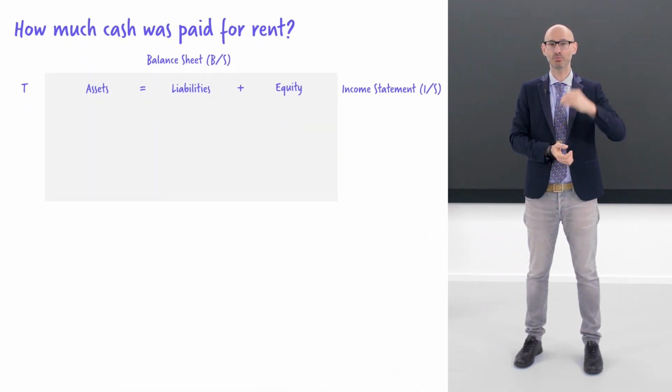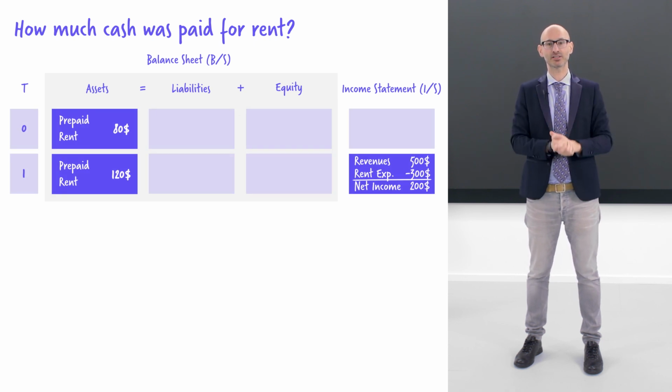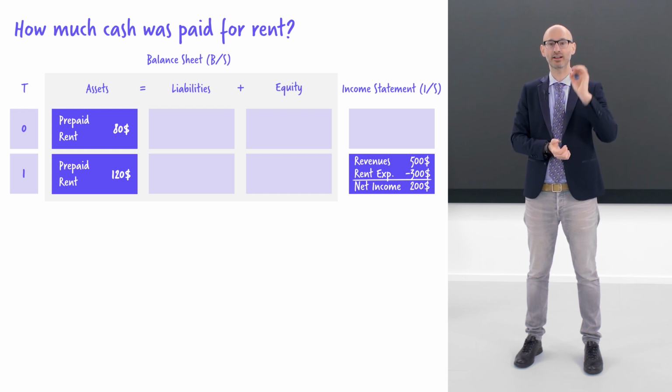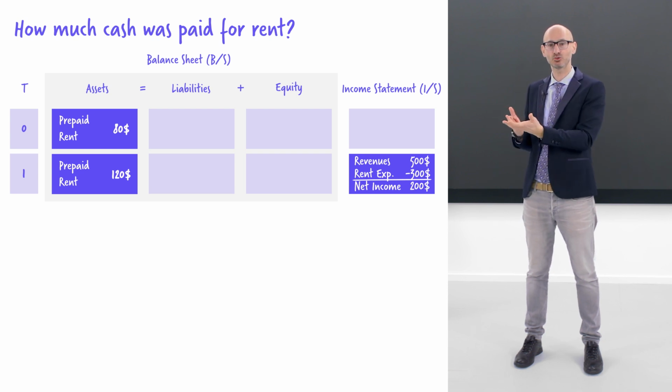Let us do a quick revision. By now, you should be able to do things very quickly. Look at the following financial statements. How much cash was paid out for rent? You should be doing these things automatically by now, since all the logic should be easily understood.